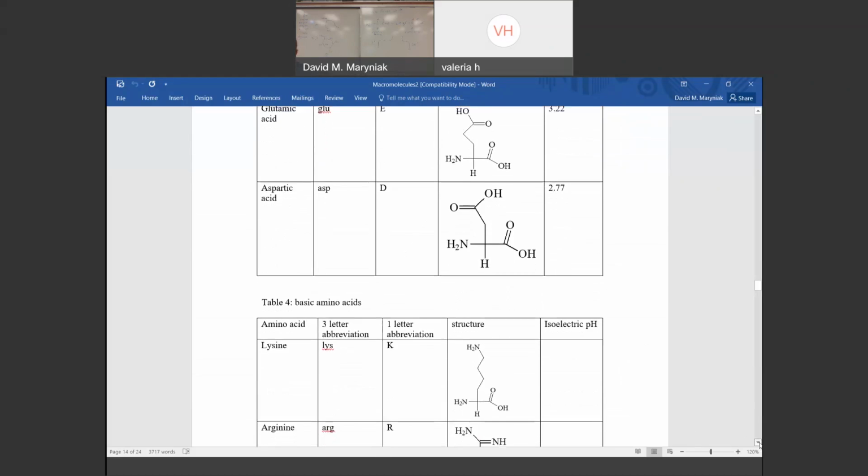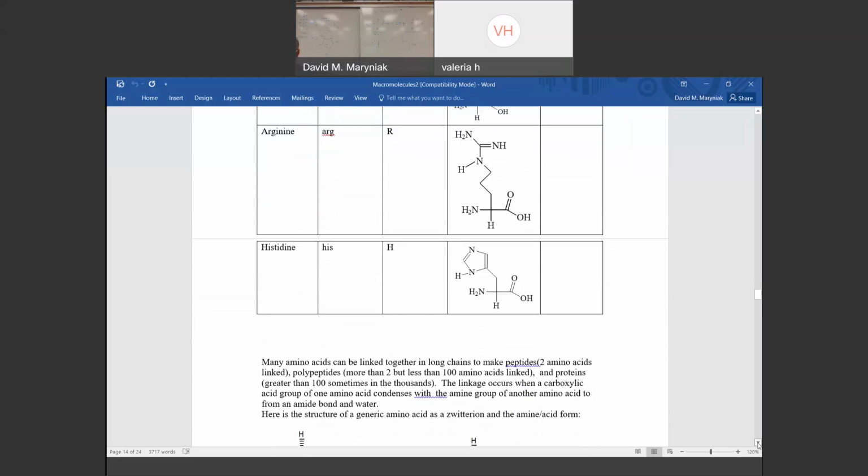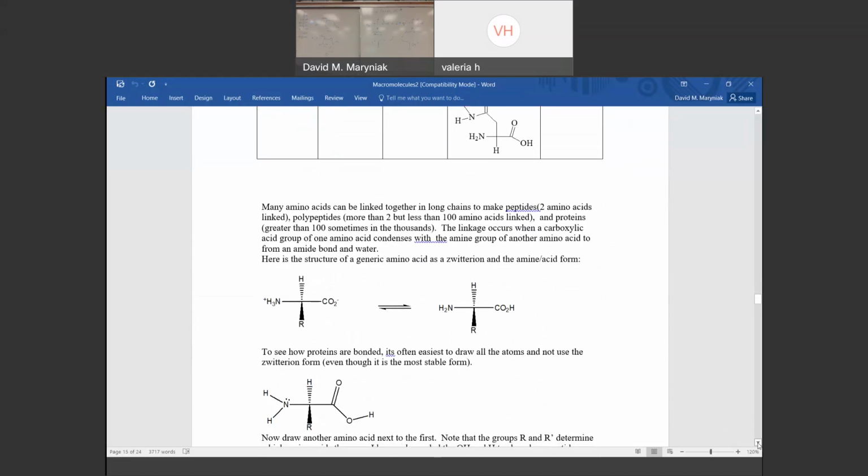And then certain amino acids are basic: lysine, arginine, and histidine. So there are your 20 amino acids. You certainly don't have to memorize all their structures, but you should familiarize yourself with the names and or the general formula.